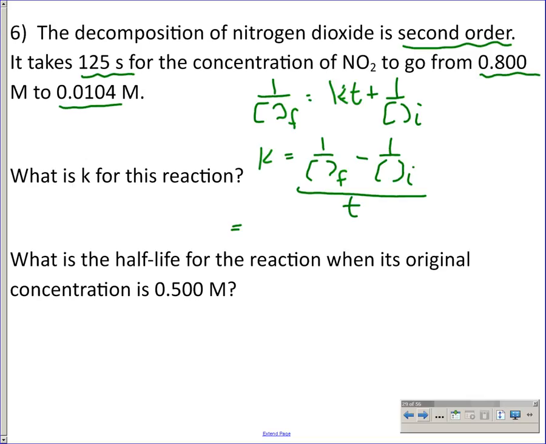So 1 over, what's our final? 1 over 0.0104 molar minus 1 over 0.800 molar, divided by time, 125 seconds. It kind of goes back and forth between seconds and minutes too, so just watch your units. Make sure you put this in parentheses in the numerator if you're having issues with the calculation.